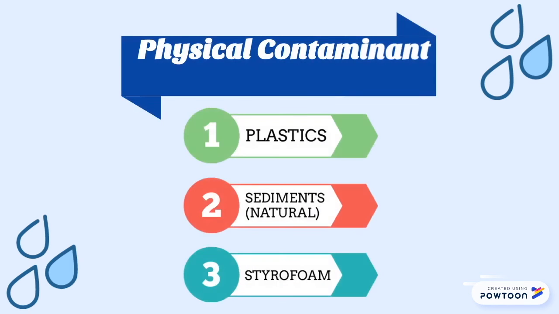Physical contaminants. Physical contaminants impact the physical properties of water. Physically contaminated water can be visually identified without needing to perform any tests. Examples are plastics, sediments, and styrofoam.